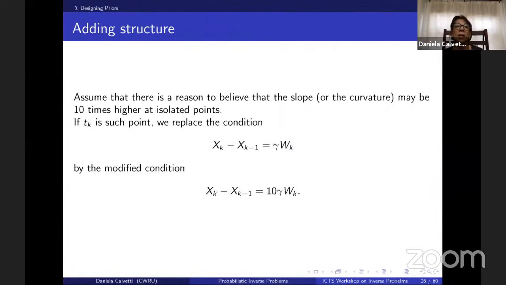Now let's add structure. So these are uniform in some ways, right? Except at the boundaries, we don't have many breakpoints where things happen. So let's see what happens if we have a reason to believe that, for example, in a signal, at some point there is an event where the curvature of the slope becomes much higher.